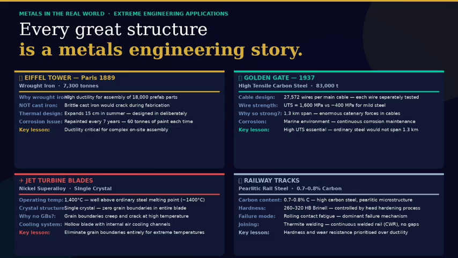The Golden Gate Bridge used high-tensile carbon steel cables with an ultimate tensile strength of 1,600 megapascals, 4 times ordinary mild steel. Without that strength, spanning 1.3 kilometers of water was impossible.